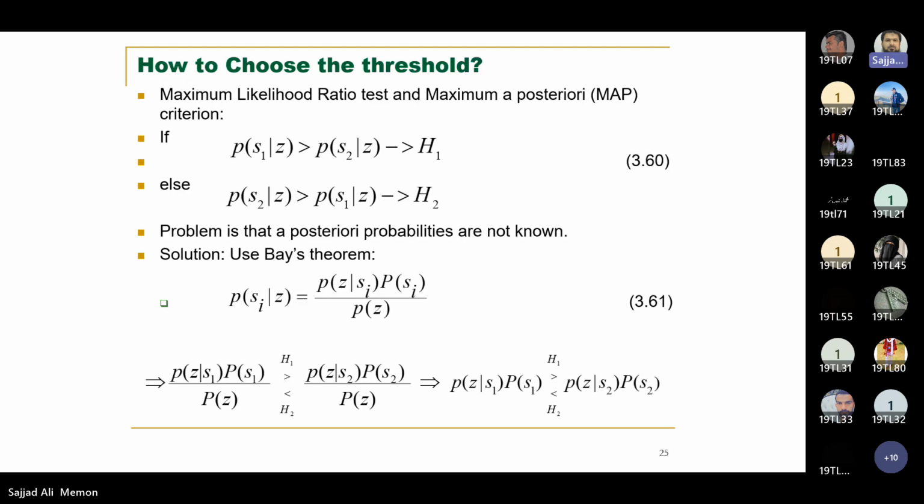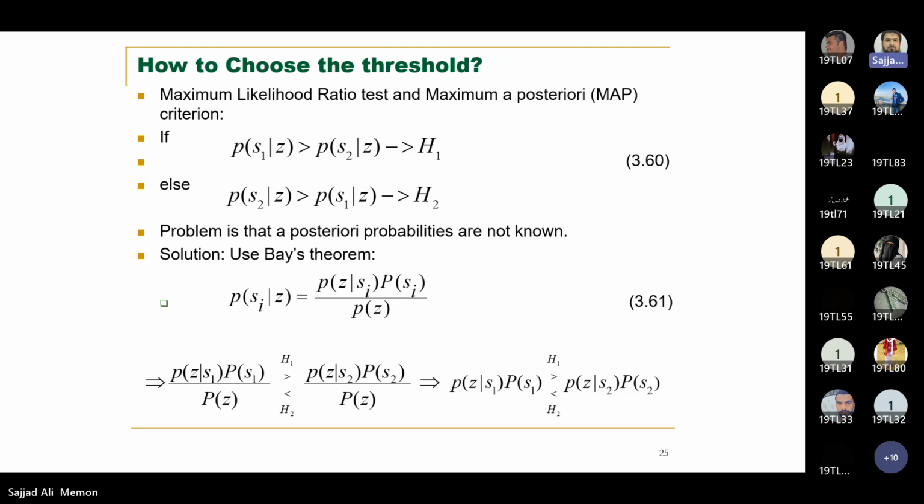So how to choose the threshold? Maximum likelihood ratio test and maximum a posteriori criterion. If the probability of S1 given the test statistic Z is greater than the probability of S2 given Z, then we have H1. If the probability of occurrence of S2 given Z is greater than the probability of S1 given Z, then we have H2.